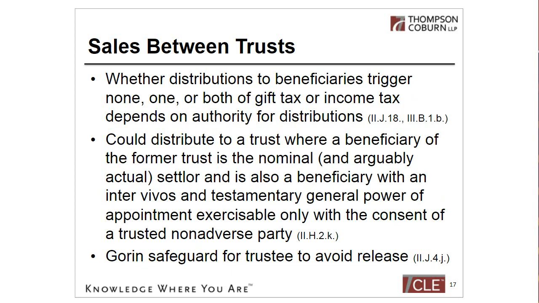Okay, so I already mentioned the first bullet point here on slide 17. You could distribute the trust to an incomplete gift trust for the beneficiary. So the beneficiary sets up the trust, retains all kinds of powers in it, but we have the non-adverse party being a co-trustee with the beneficiary. The beneficiary has a general power of appointment. They're really deemed to own it for income tax purposes, for gift tax purposes, for estate tax purposes. They are the deemed owner.